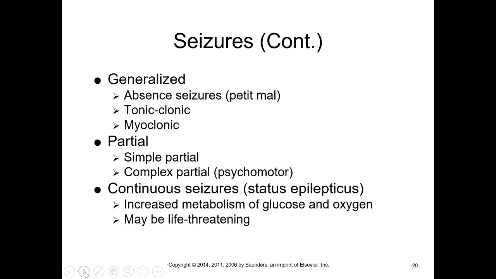Generalized absent seizures, petit mal seizures, is what we used to call these. These may be tonic-clonic or myoclonic. There are also partial seizures, simple partial and complex partial. And then there are continuous seizures, and that is status epilepticus. It is a life-threatening emergency. We need to do something to get this stopped.